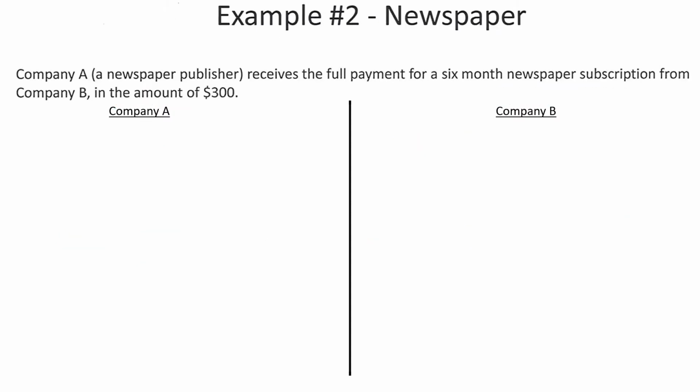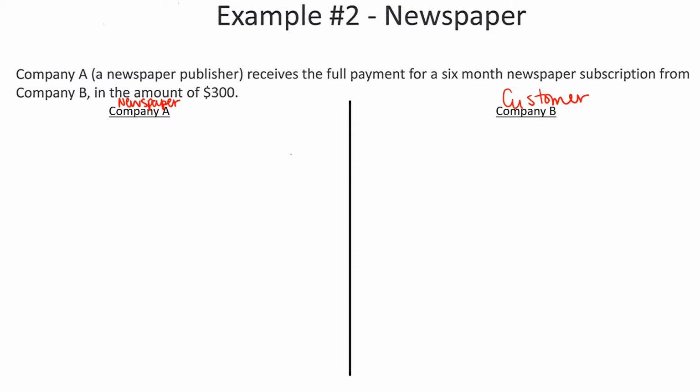Example number 2. Company A, a newspaper publisher, receives the full payment for a 6-month newspaper subscription from Company B in the amount of $300. So in this case, it's Company B who is the customer, and Company A is the newspaper company.